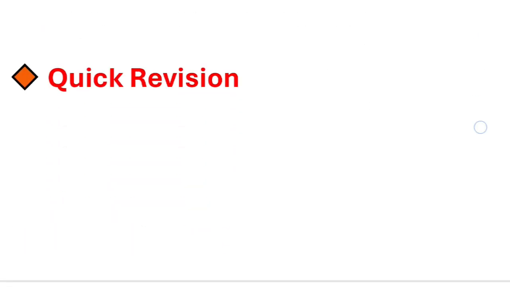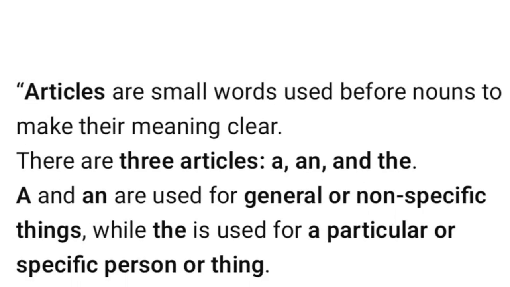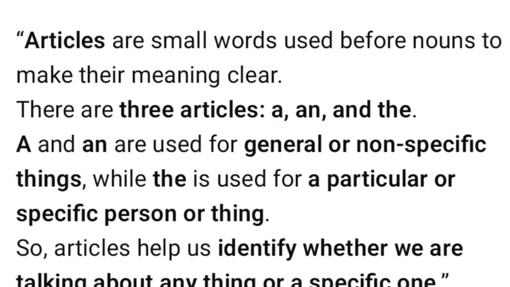But before talking about the questions, we are going to do a quick revision of the chapter on articles so that you're able to reach your answers easily. Let's talk about it. What are articles? Articles are small words used before nouns to make their meaning clear. They are called articles. There are three kinds of articles: a, an, and the. Sometimes they are called only two, because a and an are used together, and the is the second one.